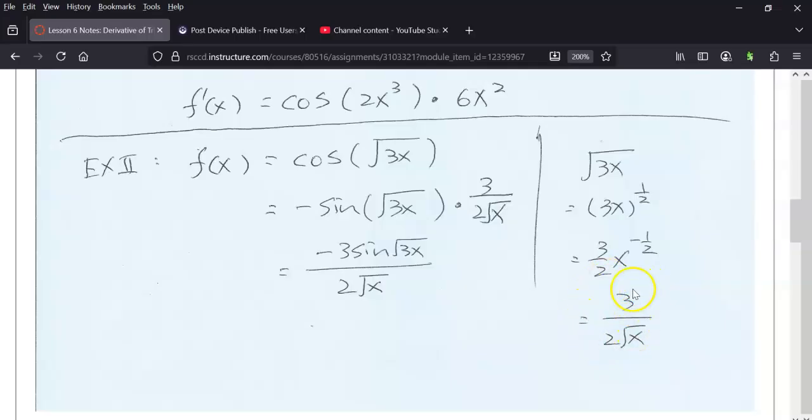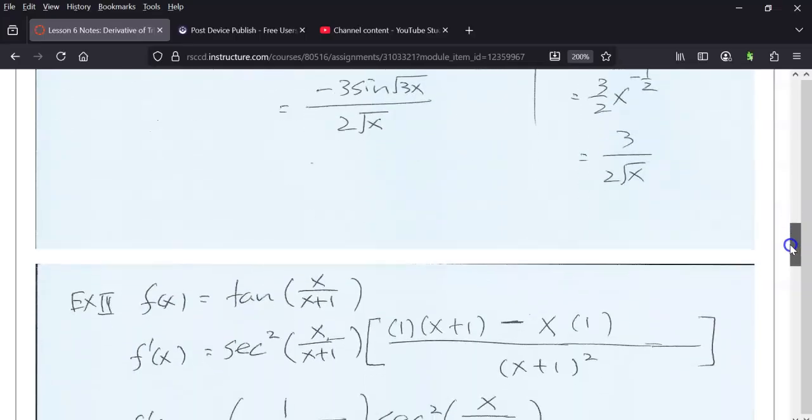And so here, what do we have? Again, the derivative of cosine is negative sine of radical 3x. Then the derivative of the radical 3x is equal to 3 over 2 times radical x. When we simplify this, that's how we get our final answer. So remember, chain rule still applies.